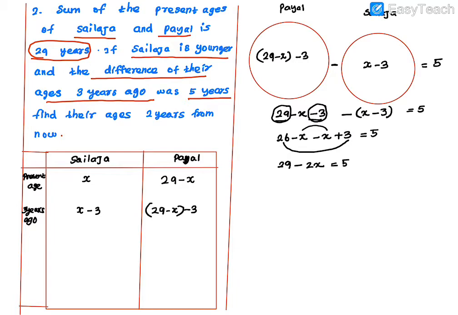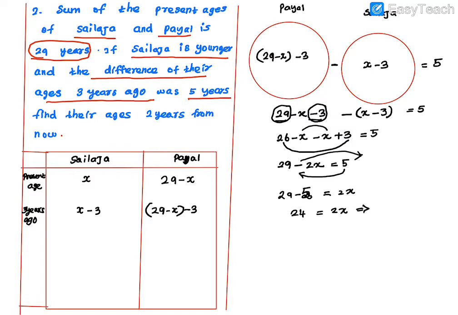Now take the constants to one side and the variable to one side. So keep that 5 on this side, and minus 2x you have to take to the other side. So 29 minus 5 is equal to 2x, since minus 2x going across becomes 2x. 29 minus 5 is 24, so 24 equals 2x.